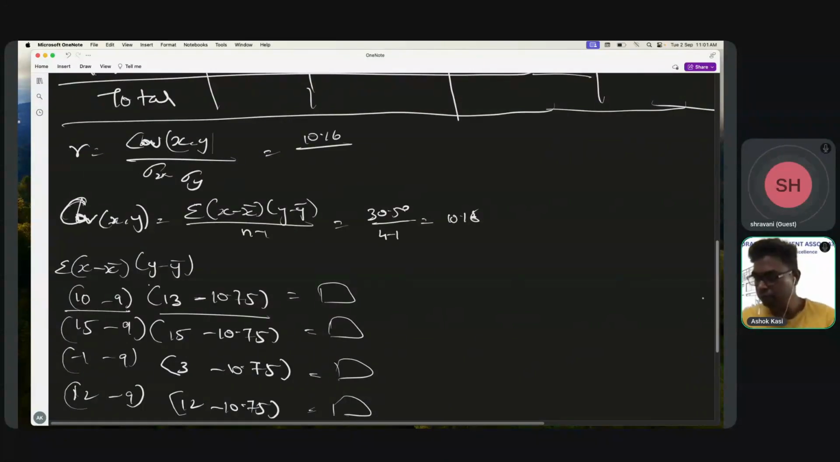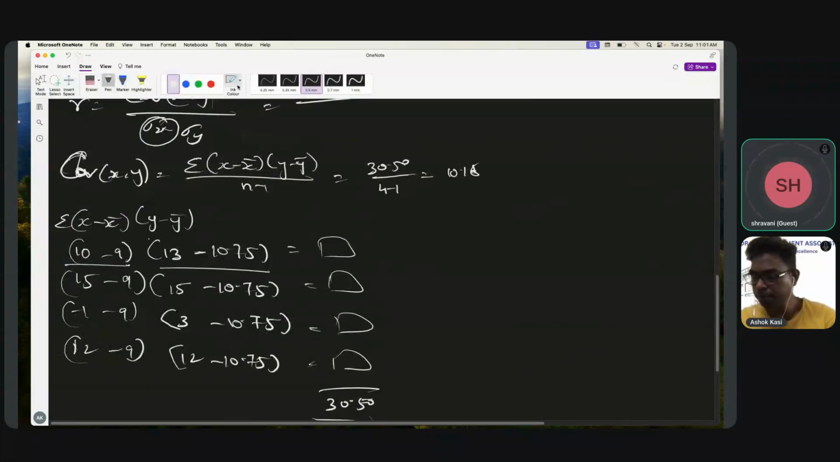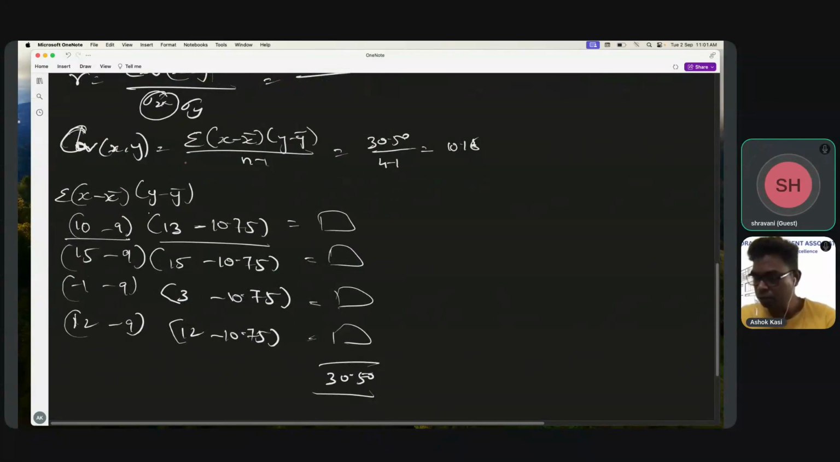Then standard deviation of x. So standard deviation of x is 6.04. Okay, you found that out also. Do we use the standard deviation of the sample of x? Sample standard deviation. Oh, you are using the shortcut method. Yes, in the calculator itself, you have found it out.